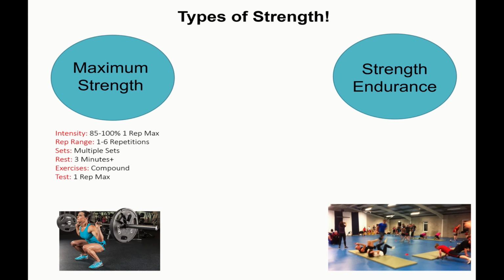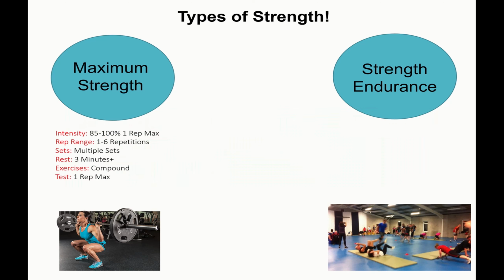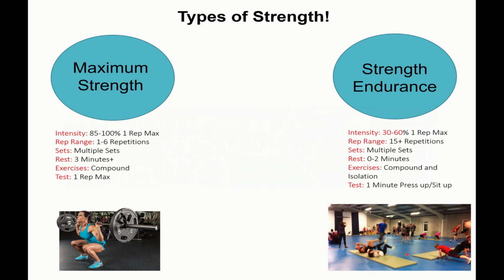So if we look at the other side of the continuum, when we look at strength endurance, first of all, if we define it, it is the ability of a muscle or muscle group to contract repeatedly without fatigue. So this is very different to maximal strength now. We're trying to get as many repetitions as we can without the muscle getting tired. So of course, this is going to lend itself to a completely new set of training intensities and volumes in order to bring about increases in this particular biomotor ability. So let's have a look at those.